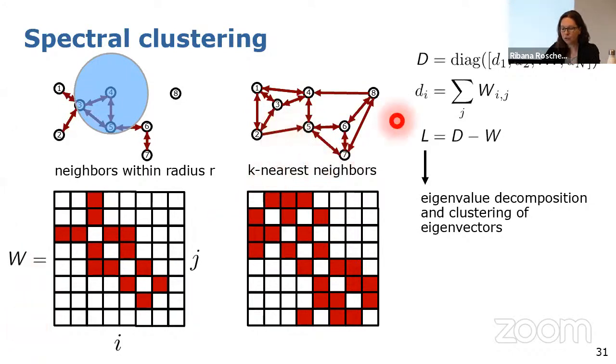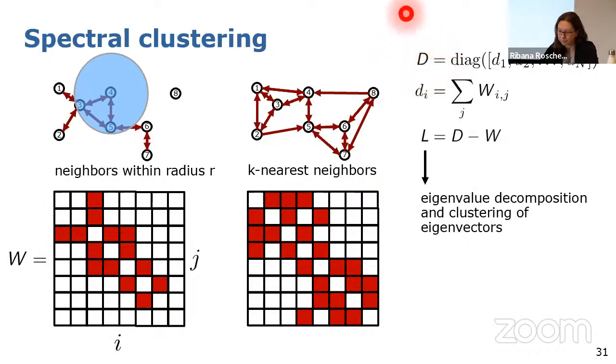You can also do this with the k-nearest neighbor approach, but that's just another possibility. For the k-nearest neighbor approach, we additionally need to make the matrix symmetric, for example, by transposing it and taking the maximum. So you need a symmetric matrix.